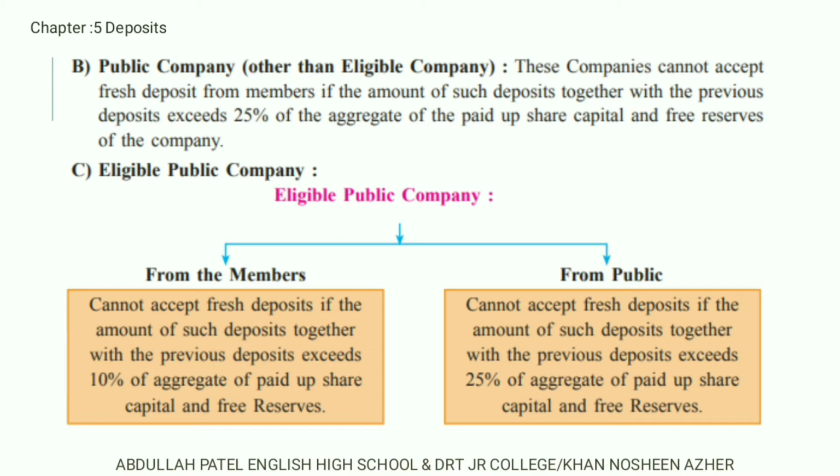Same condition: you cannot accept fresh deposits if you have already reached the 25% limit. What is given in this paragraph? If the amount of such deposit together with the previous deposits exceeds 25%, that is, if your previous amount and present amount together are more than 25%, then you cannot accept fresh deposits. So up to 25% you can accept deposits from the public, with reference to the paid up share capital and the free reserves.